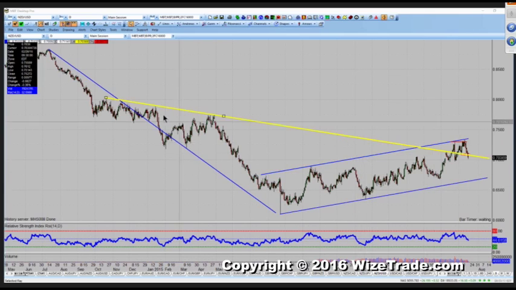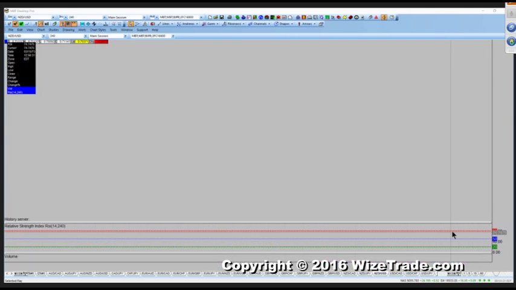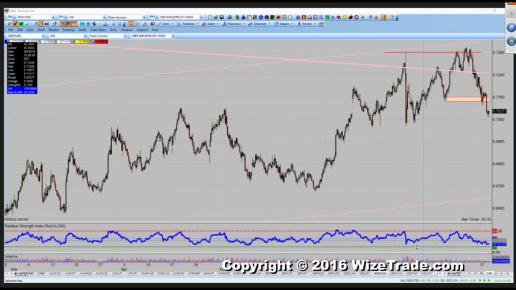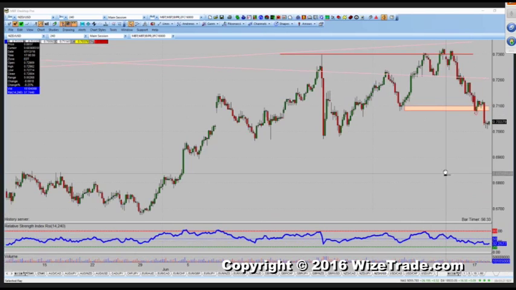Okay. See this trend line? See how we cleared it? See how we're back below it? That's not good. If you're bullish, you're going, oh crap. That's not good. Now we have the dairy auction results that are coming out today.